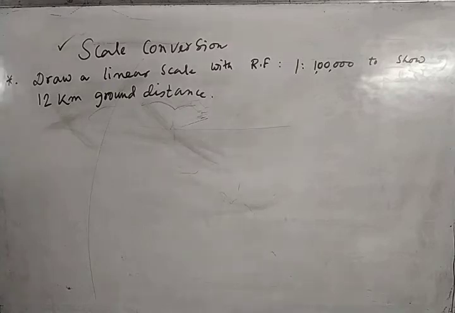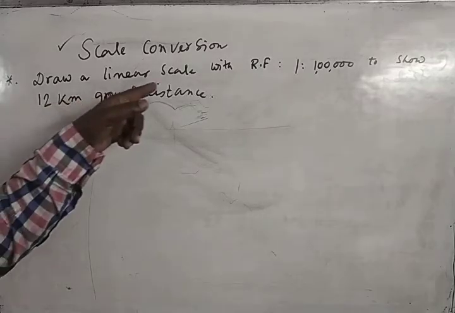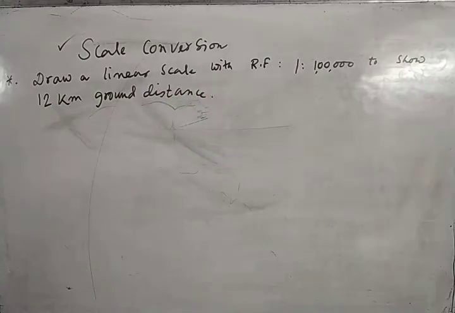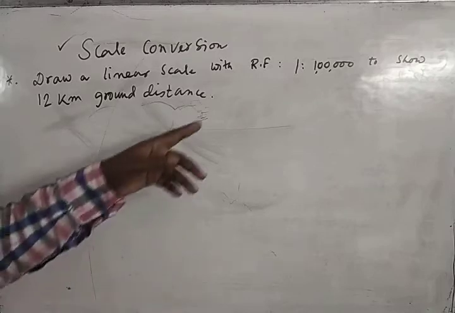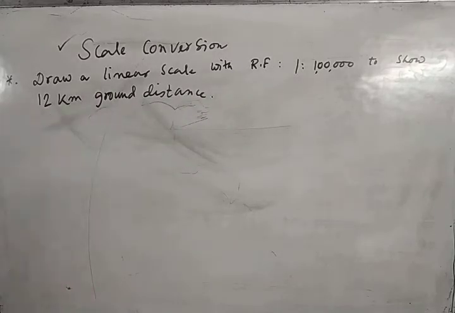Now, most of the time an RF scale is given, to be converted to a linear form. So if the problem is like that: draw a linear scale with RF 1 to 1 lakh to show 12 kilometer ground distance. That means conversion from representative fraction or RF form to a simple linear scale. Okay, simple linear scale, not comparative scale, not diagonal scale, not Barnett scale.